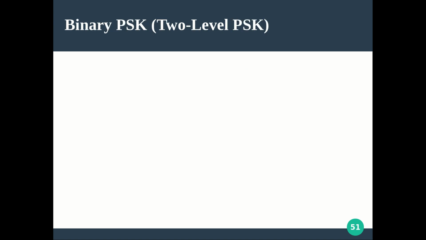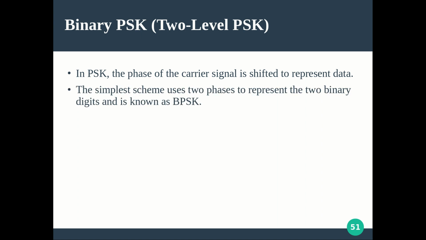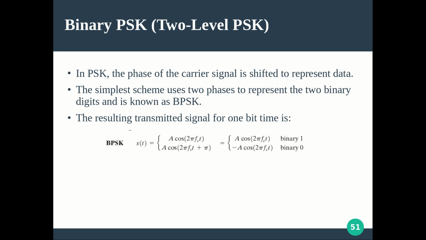In binary or two-level phase shift keying, the phase of the carrier signal is shifted to represent the data. In general, the phase will be shifted to represent the binary information in a typical phase shift keying, a digital to analog signal conversion, modulation technique. The simplest scheme uses two phases to represent the two binary digits, and that is what is known as binary phase shift keying. The resulting transmitted signal for one bit time can be represented like this.